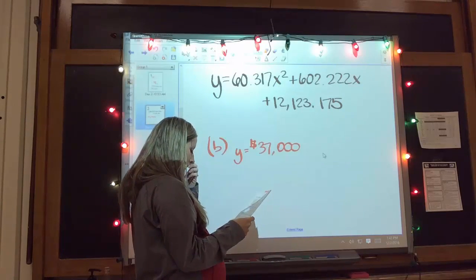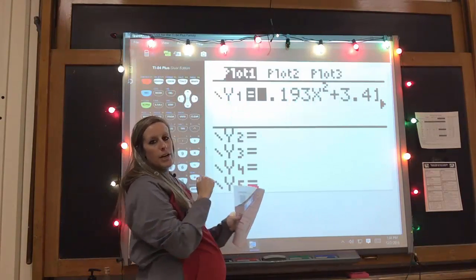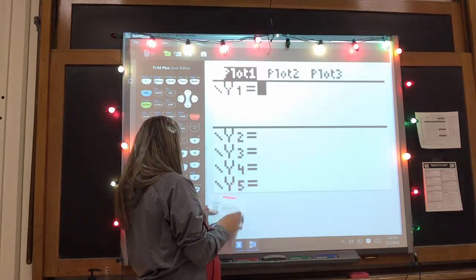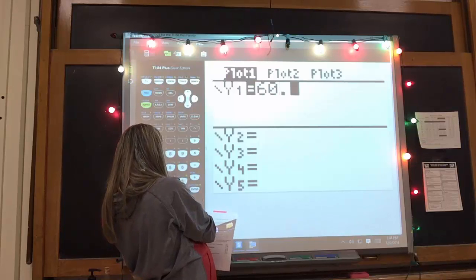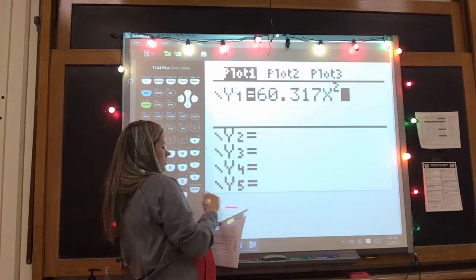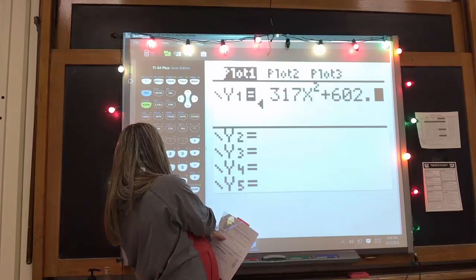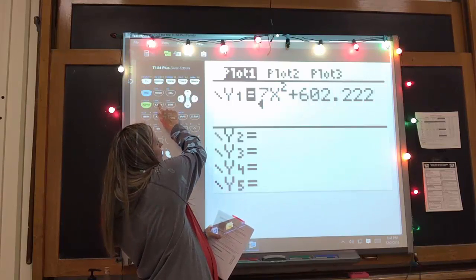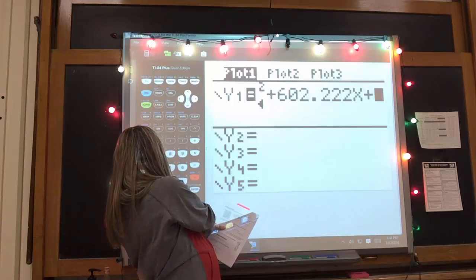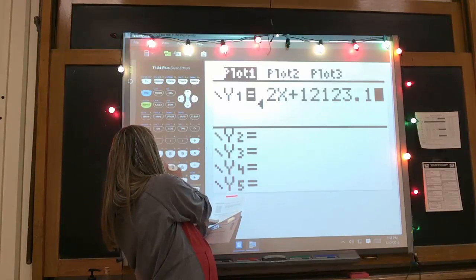The easiest way to do this is just let the calculator tell you. We're going to go to Y equals. We know what our equation is now, right? So we have 60.317 x squared plus 602.222 x plus 12,123.175.